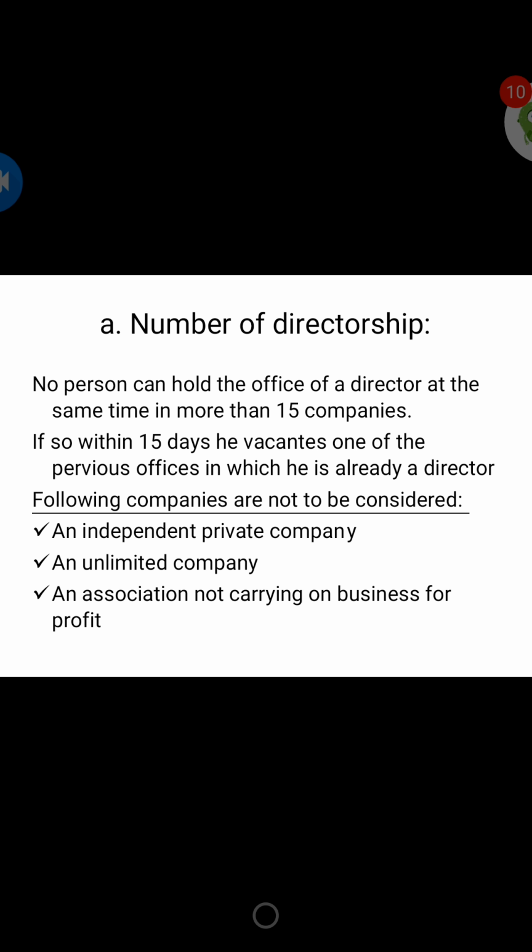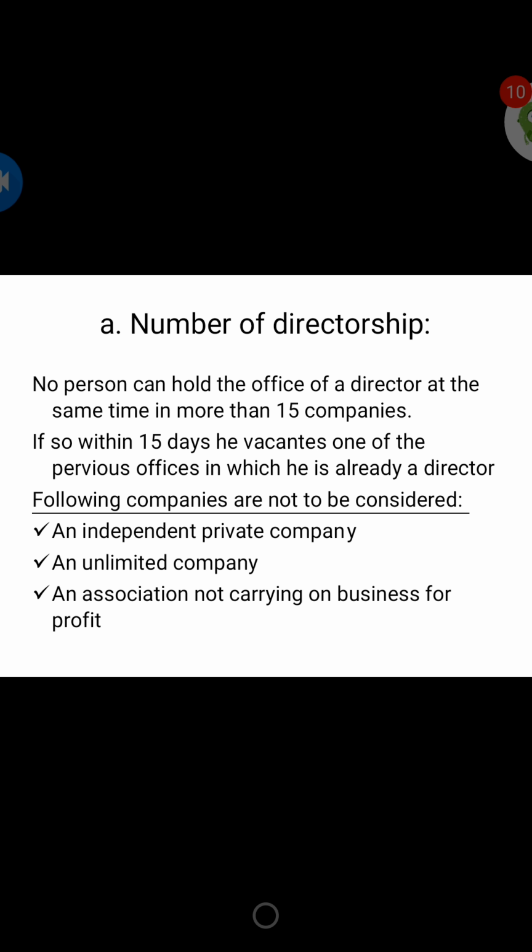It says that no person shall hold the office of a director at the same time in more than 15 companies. What does it mean? If a person is already a director of 15 companies, he cannot hold the office of director in a 16th company also. Suppose he is appointed as a director in the 16th company, the appointment shall have no effect unless within 15 days he vacates one of the previous offices in which he is already a director.